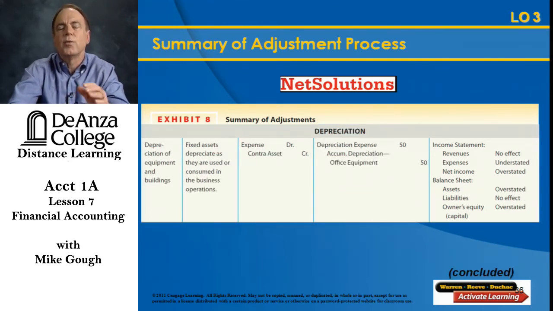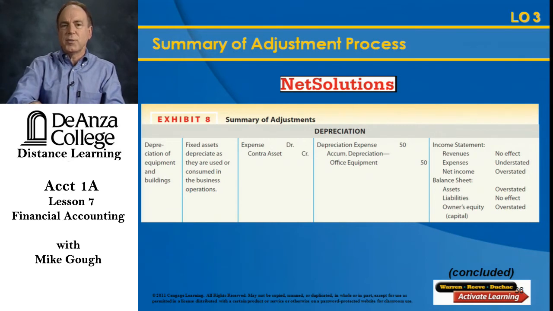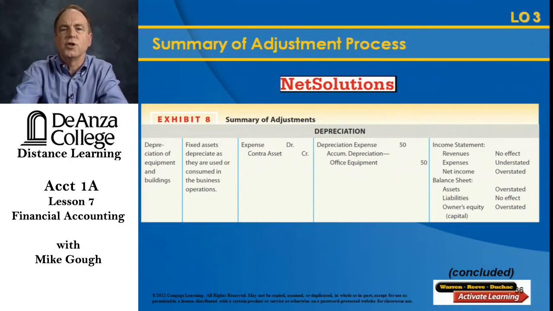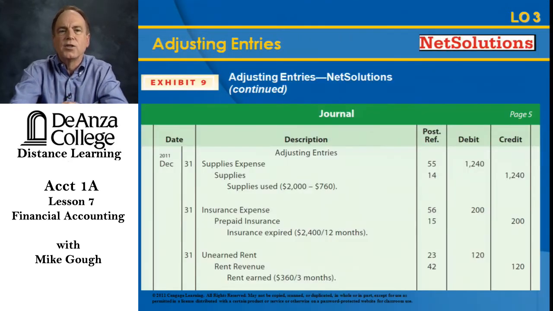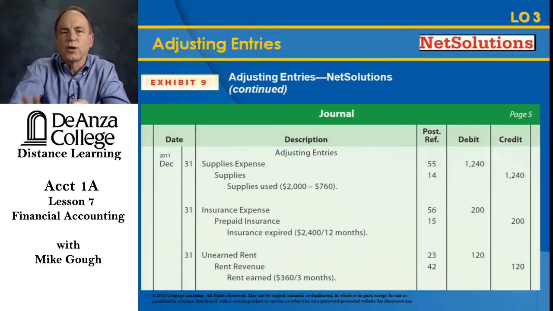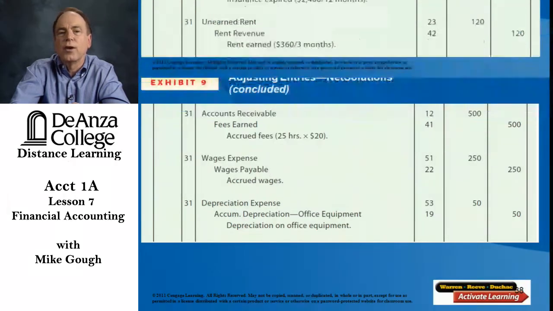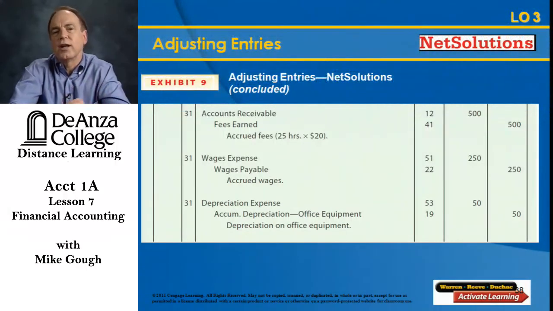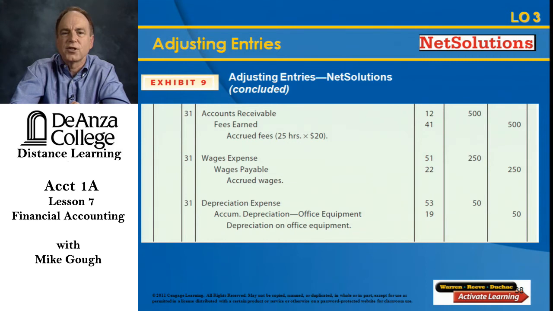Depreciation, this is where we recognize the depreciation expense on a regular basis for our assets. So there we debit depreciation expense and credit accumulated depreciation, that contra asset account. So these adjusting entries that were done for Net Solutions: debit supply expense, credit supplies; debit insurance expense, credit prepaid insurance; debit unearned rent, credit rent revenue; debit accounts receivable, credit fees earned; debit wage expense, credit wages payable; and debit depreciation expense, credit accumulated depreciation, office equipment.